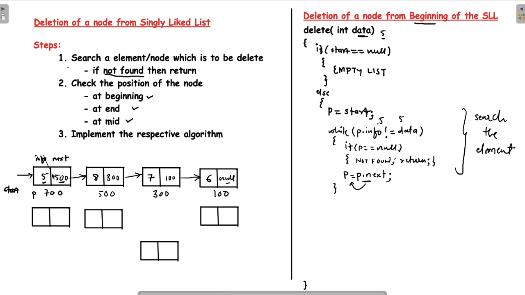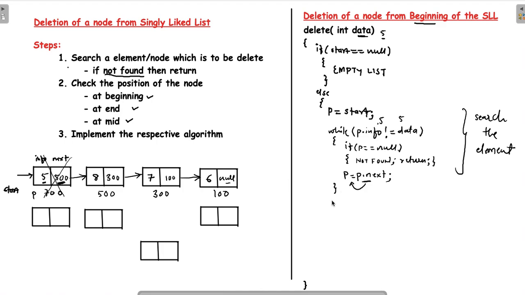Now let us assume that you want to delete this node. Who will be your starting point? This 500 will become our starting point. And we need to assign this address to the variable start, right? But where is this address? In which variable is it present? It is not copied in any other variable. So where will you find it? You will find it in P's next field.